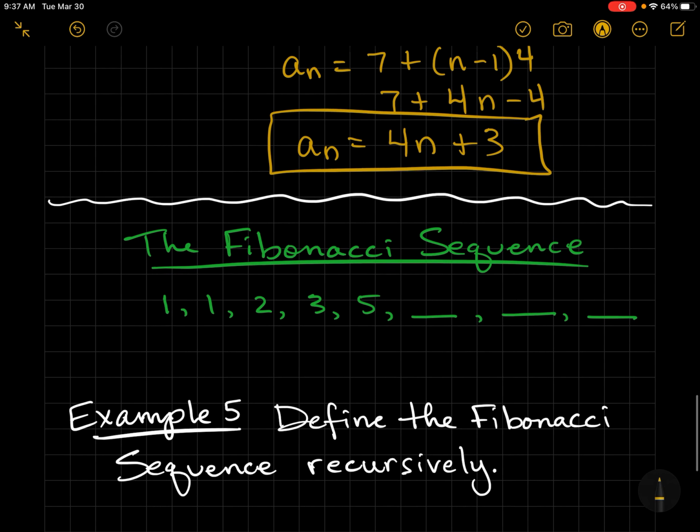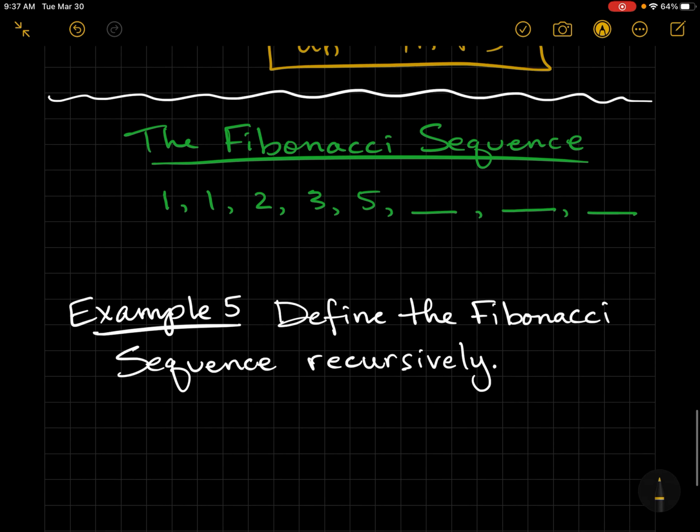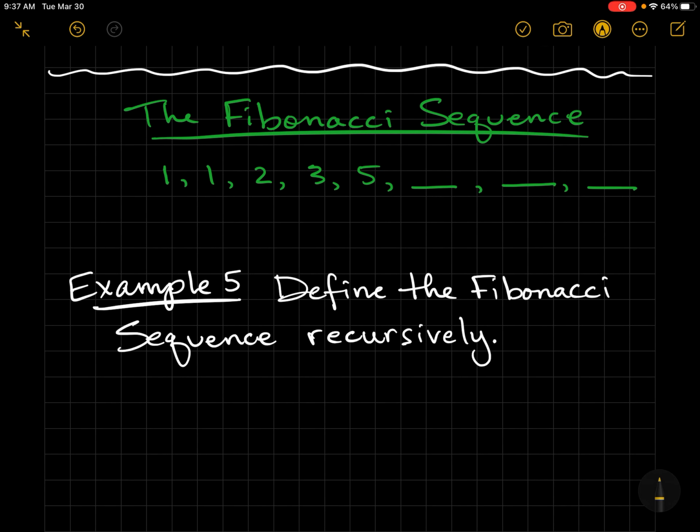Probably the most famous recursive sequence there is the Fibonacci sequence. And some of you may be familiar with it. Let's see if you know what the next 3 numbers are. Think about it for a moment. Look at the pattern. Okay, if you do, write those numbers in. What's going on is that we're adding the previous 2 terms. So 1 plus 1 gives us 2. But 1 plus 2 gives us 3. And then you always just add the previous 2 terms.